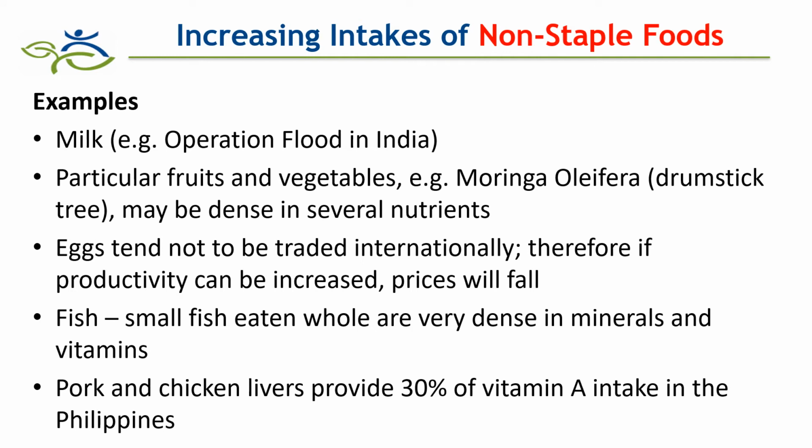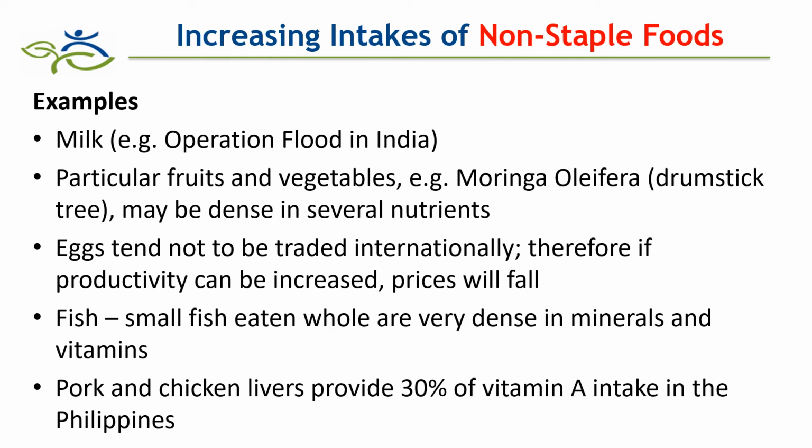This slide lists some possible examples, foods that are highly nutritious but whose consumption may be blocked by high price and low income. For example, milk, specific vegetables and fruits, eggs, animal livers. Gram for gram, small fish eaten whole are much more nutritious than fish fillet because bones, eyes, and other parts of the larger fish which are discarded can be very dense in minerals and vitamins.